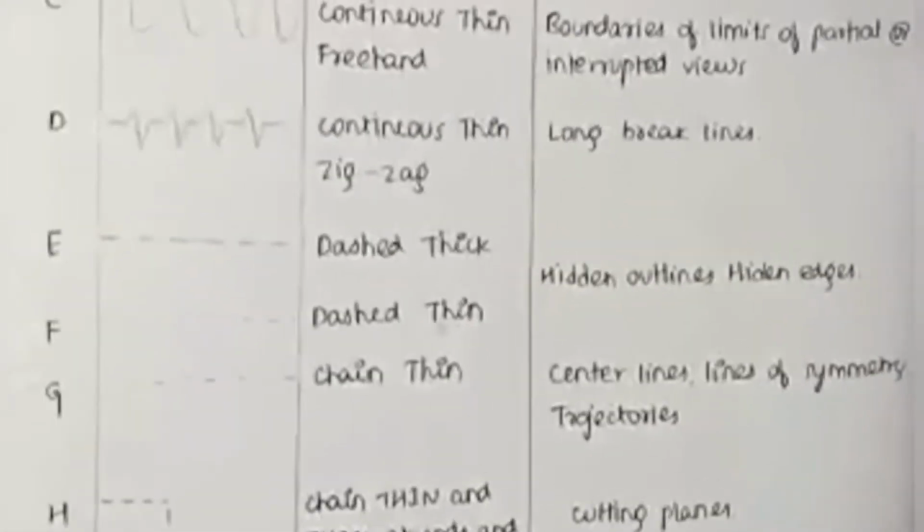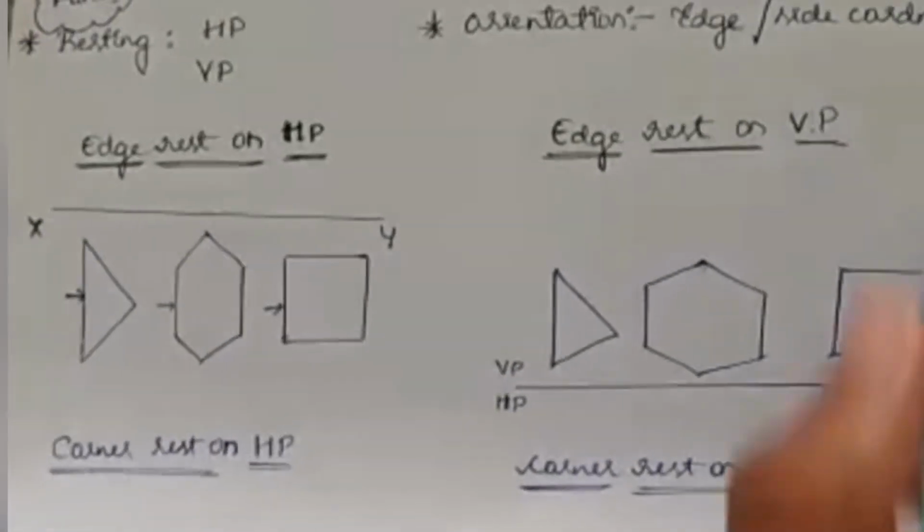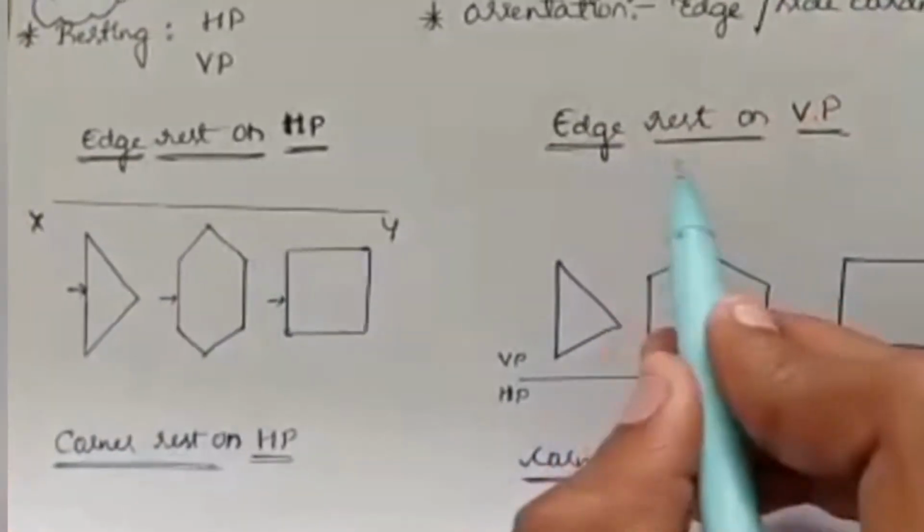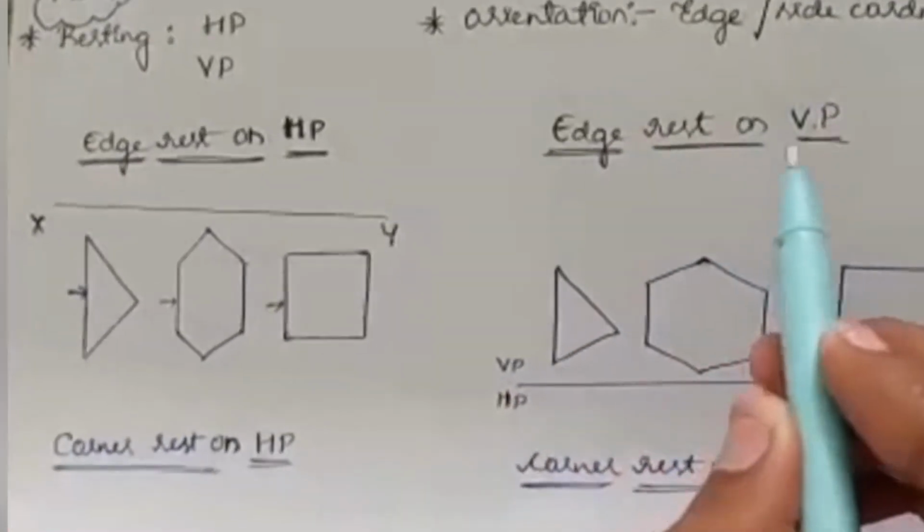Thank you. I am Chandrasekhar. My topic is introduction to planes. First of all, what is a plane? A plane is a flat surface with negligible thickness.